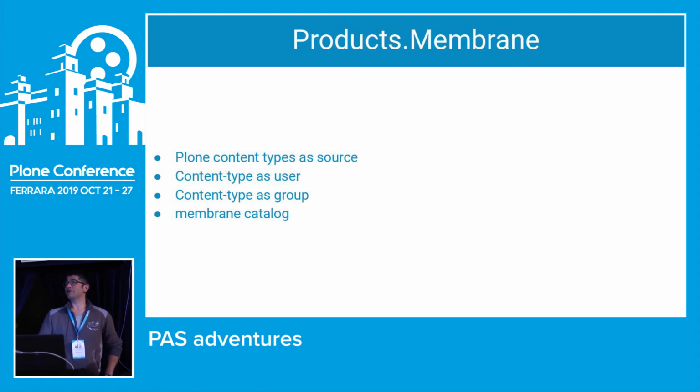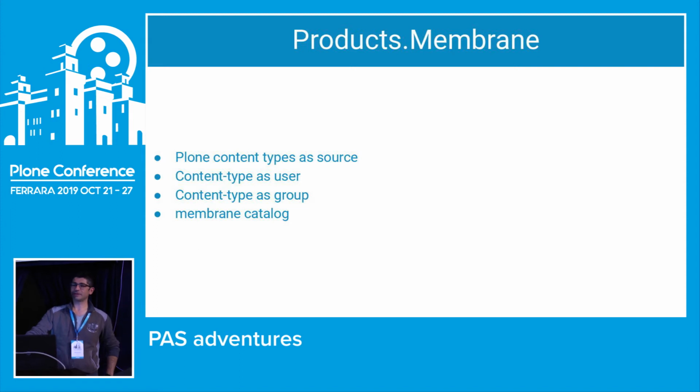And we can even have a content type as a group, and we can maybe have folderish groups so that we can put users inside the group or not, depending on your implementation. Basically, Membrane provides you a generic infrastructure that you then have to implement yourself with your own content types.